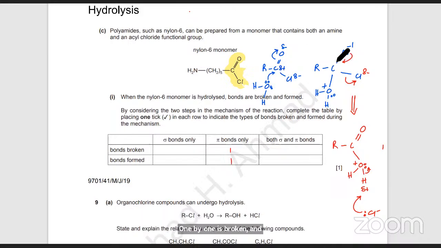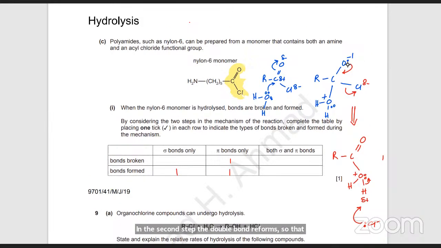Next step, the pi bond is reformed. In the second step, the double bond reforms. So that means the pi bond is getting formed back again. So that's 1. And the sigma bond over here is broken. So that basically leaves you with these 2 options, that both of them are getting broken and both of them are getting formed as well. Is this clear?